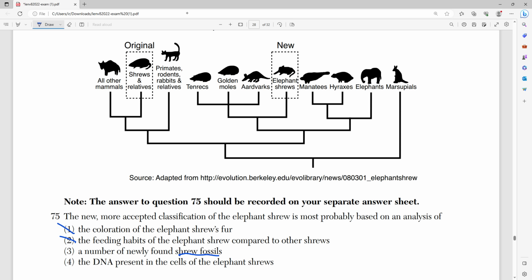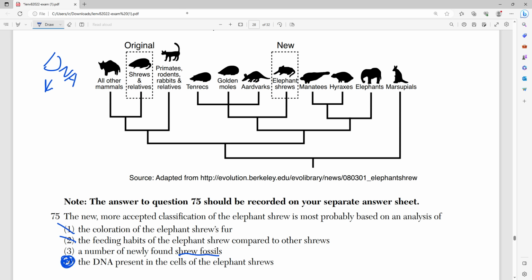Fossils could be used to determine how related this species was with this species, or why this split occurred and this split occurred, right? The shrew isn't an extinct species, right? It's alive, and DNA analysis is always going to be the most accurate way that you can classify and identify similarities within a species. So the answer to 75 is going to be 4.